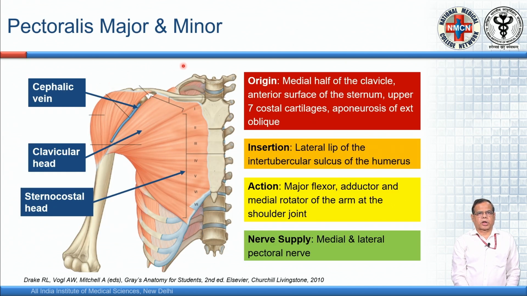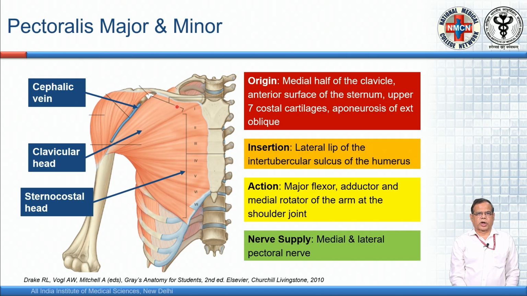The pectoralis major and minor muscle. These are the two major muscles in the pectoral region. The pectoralis major is a fan-shaped muscle taking origin from the anterior portion of the chest wall and inserted into the upper part of the humerus. The detail of the origin: it takes origin from the medial half of the anterior surface of the clavicle, the anterior surface of the lateral part of the manubrium sterni, the lateral part of the sternum, upper 7 costal cartilages and aponeurosis of the external oblique muscle.